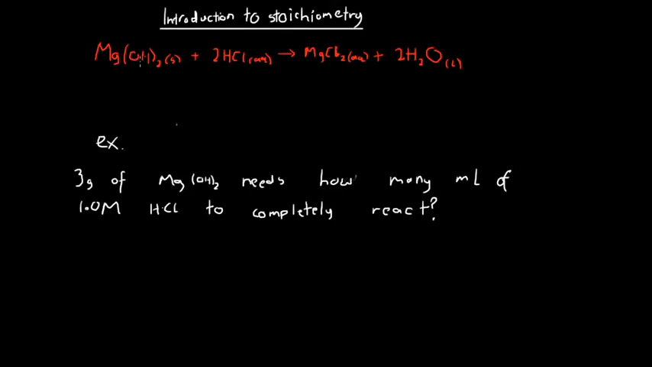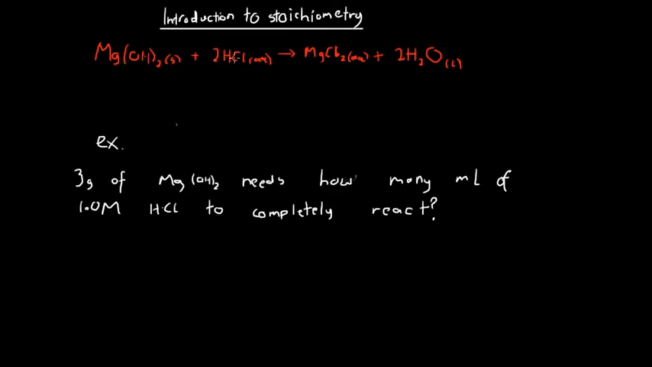So basically, because of the ratios of the coefficients, here we've got one magnesium hydroxide and two hydrochloric acid molecules. We know that one magnesium ion and two hydroxide ions need exactly two hydrochloric acid molecules to fully react away. So for every magnesium ion and every two hydroxide ions, exactly two hydrochloric acid molecules are going to react with them.